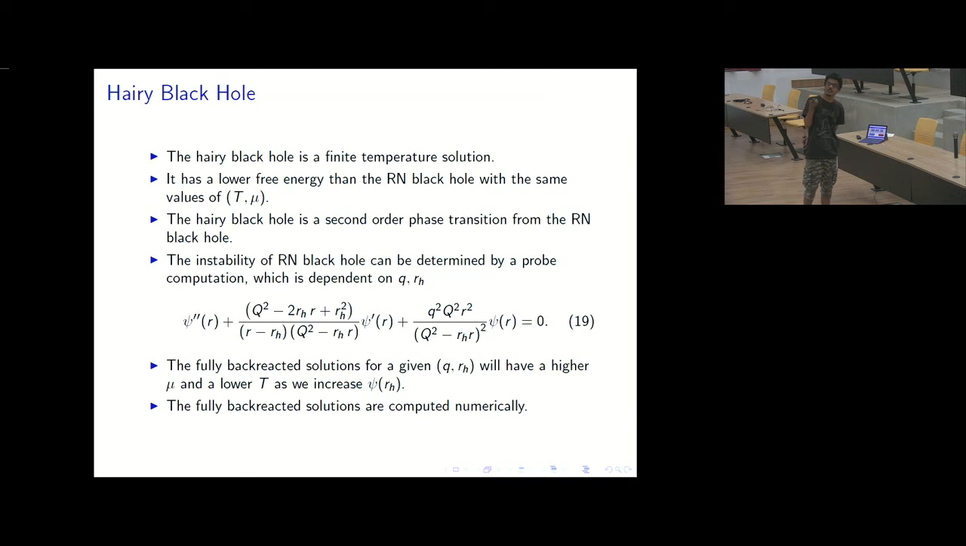Now if we look at the hairy black hole, it's a finite temperature solution, and hairy black holes will in general have a lower free energy than the black holes with the same T and mu. It's a second order transition from a Reissner-Nordstrom black hole. The instability appears in a similar way: you take psi to be very small, ignoring all the psi squared terms, you get an RN solution times this equation, which you can solve for given values of rh and small q. Shoot for the capital Q, and you'll know for each rh, for a given q, where the hairy black hole instability happens.